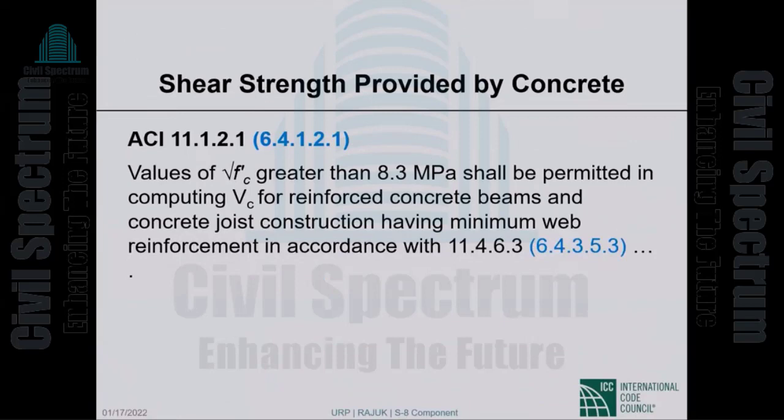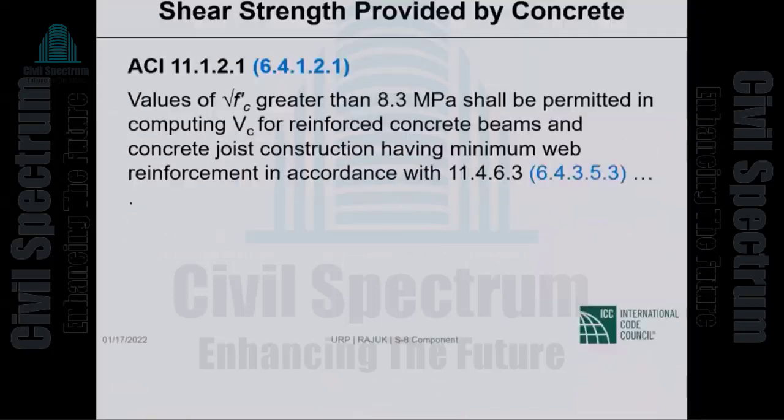Now, values of square root of f sub c prime greater than 8.3 MPa shall be permitted in computing V sub c for reinforced concrete beams and concrete joist construction, having minimum web reinforcement in accordance with 11.4.6.3. So if you want to take advantage of the shear contribution of additional concrete strength in excess of 10,000 psi, you will have to provide web reinforcement in accordance with 11.4.6.3.